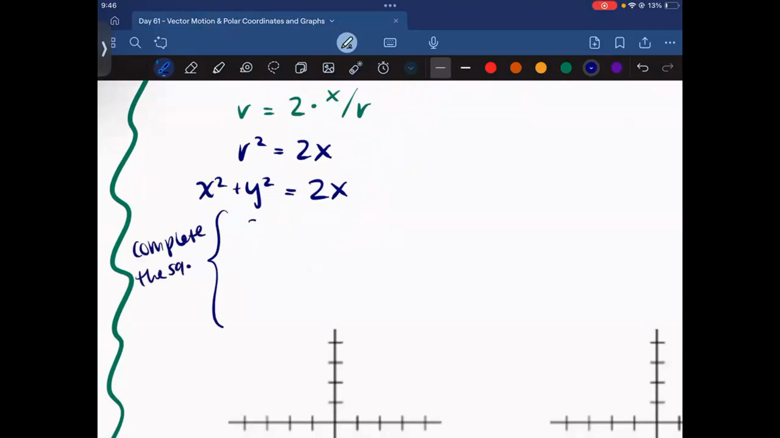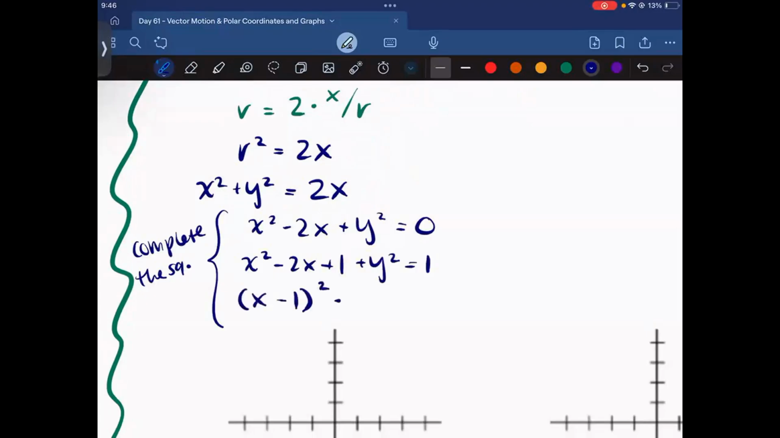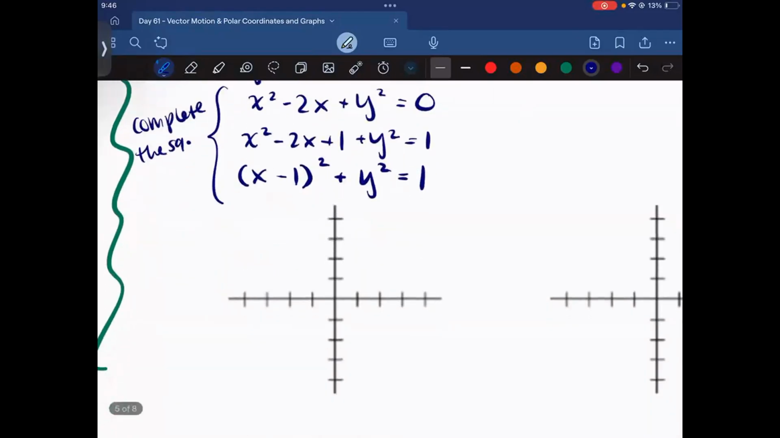We have x squared minus 2x plus y squared equals 0. Completing the square, x squared minus 2x plus 1 plus y squared equals 1. And we have (x minus 1) squared plus y squared equals 1. And now we can graph this. This is a circle.